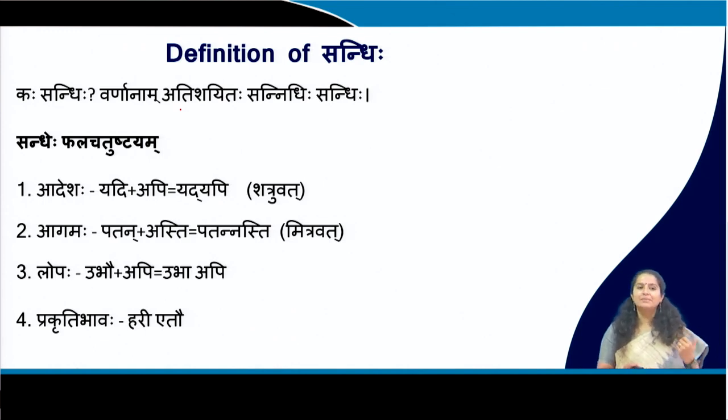And then you have the Prakriti Bhavaha, where it retains its original form. So you have Hari Etau. It might look like nothing is happening, but there are rules behind that. But the final form is Hari Etau, no different from their original form.